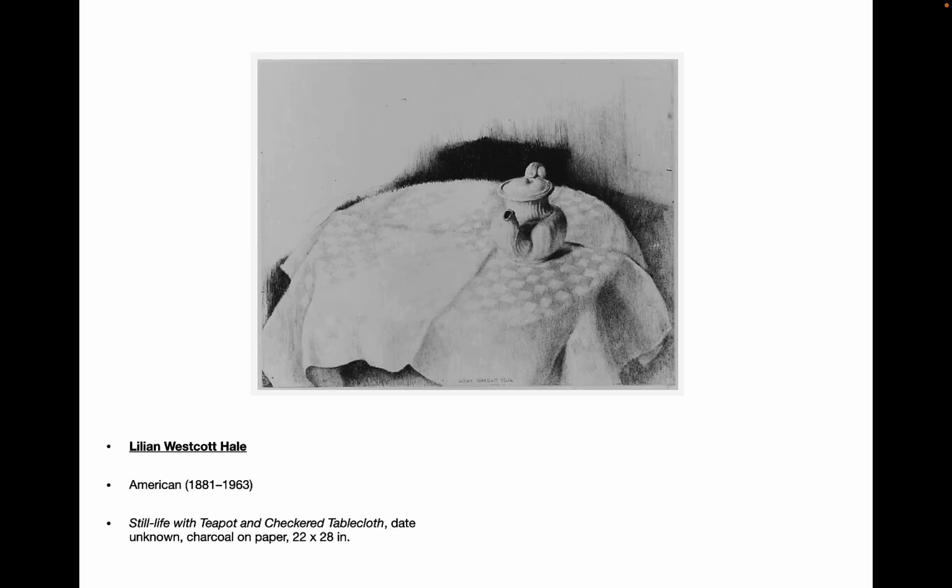This is Lillian Westcott Hale, an American artist, and this is also charcoal. It's pretty big. It's 22 by 28 inches. And we can see a huge contrast here between dark and light. We have that really deep shadow in the back that is offsetting this tablecloth that's sort of lightly checkered, but we can see the sun kind of bleaching it in the middle.